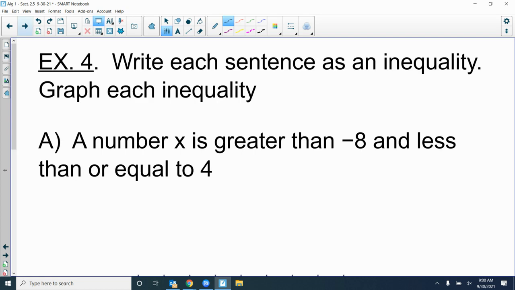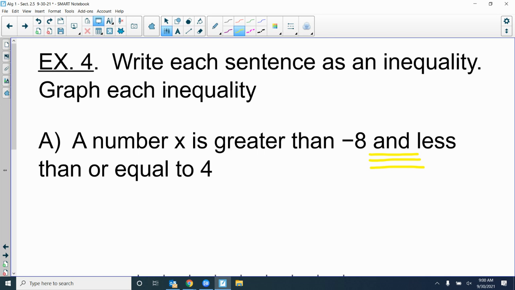The last case here is if they kind of give you a sentence. Okay, it says write each sentence as an inequality, graph each inequality. So we're going to do that. Guys, what two words am I going to really focus on? What's in the sentence? Greater than and less than. Well, yeah, that's important too. But what else? And, or. We got to see if it's and or.